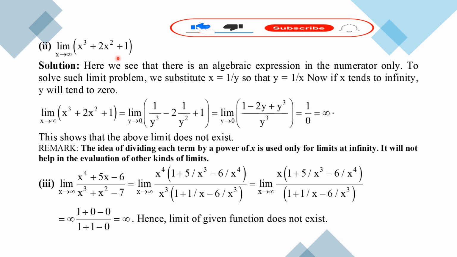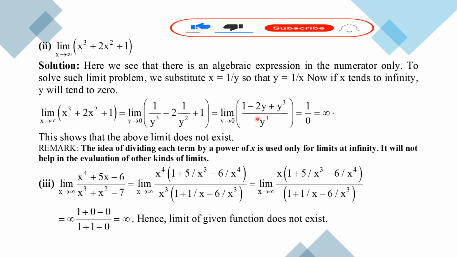x cube plus 2x square, x tends to infinity; directly you get infinity. By the transformation x equals 1 over y, we replace x with 1 over y, so x cube becomes 1 over y cube, minus 2x square becomes 1 over y square, plus 1. If y is this transform, as x tends to infinity, what about y? y is equal to 1 over x. If x tends to infinity, y tends to 0.